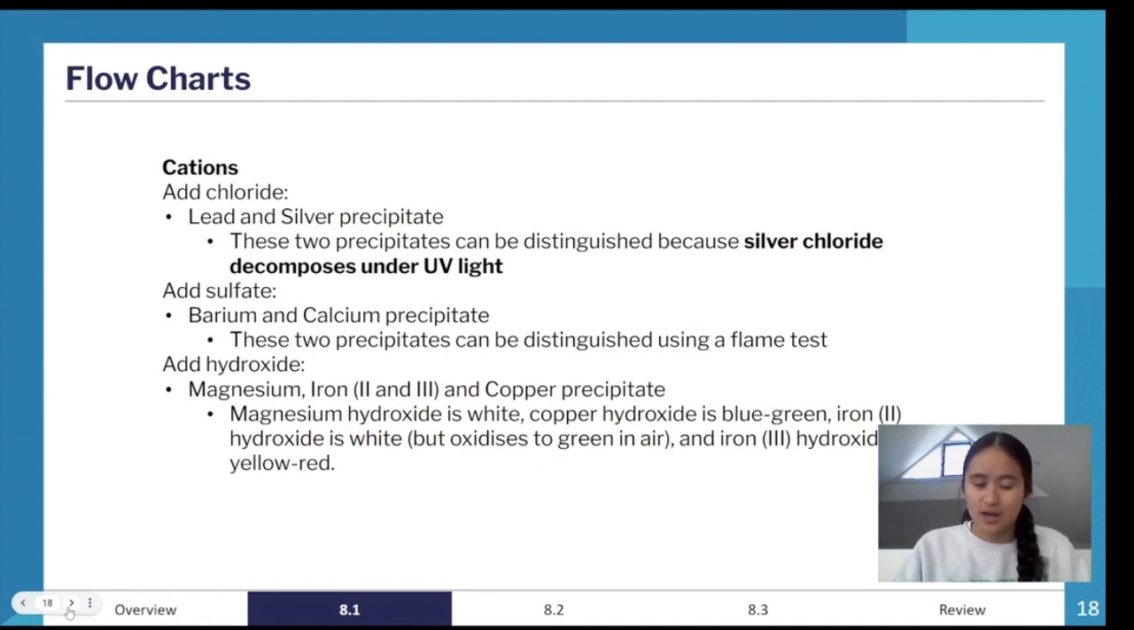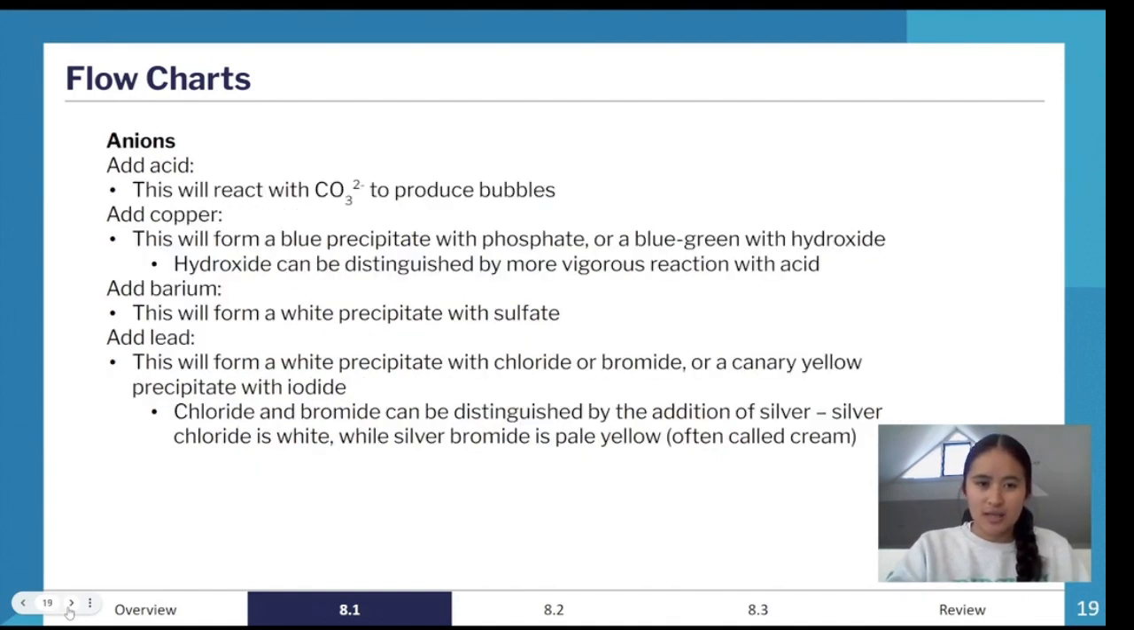Magnesium hydroxide is white, copper hydroxide is blue-green, iron 2 hydroxide is white but oxidizes to green, and iron 3 hydroxide is yellow-red. So they all have different colors except for the 2 white ones, but one oxidizes to green. So in that situation, you'd oxidize it. If it turns green, you'll know that it was iron 2 hydroxide. If it doesn't, you'll know it's magnesium hydroxide. So a bunch of different options there. And the same with anions.